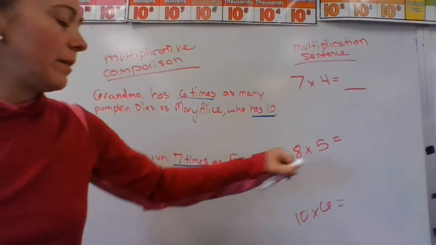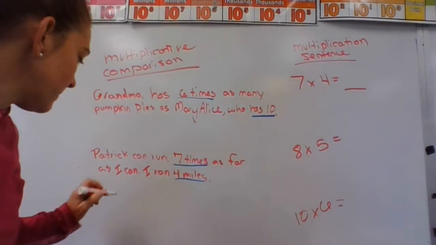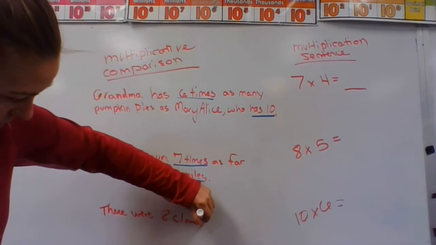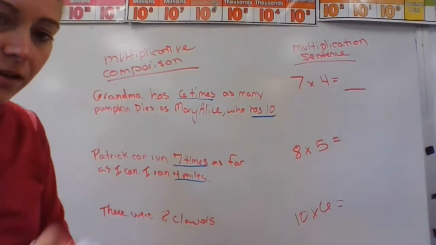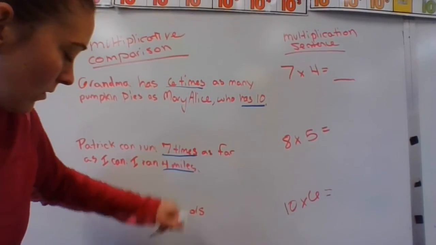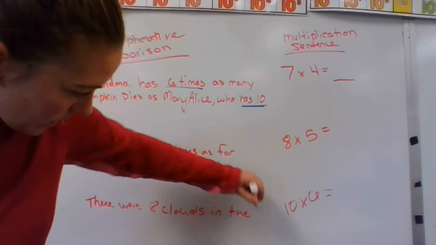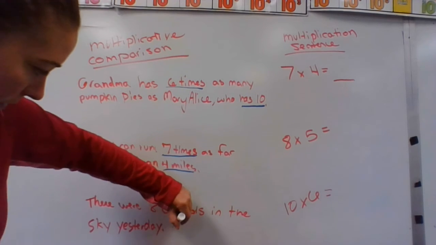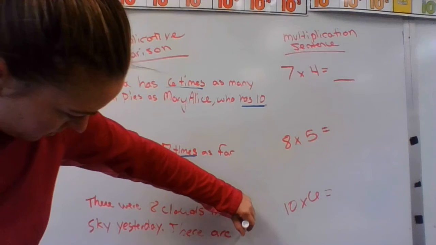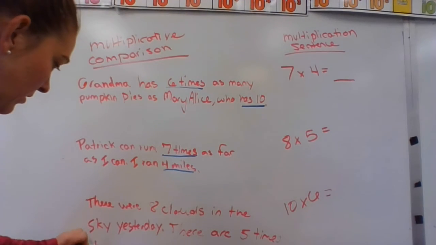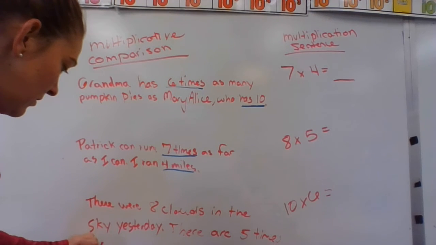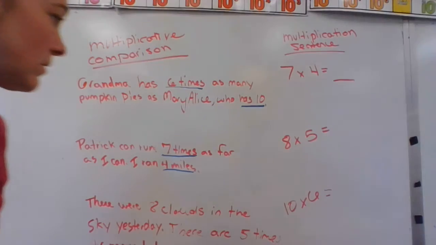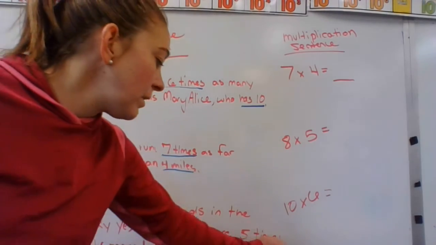And the last one here, we've got 8 times 5. It would be a good 8 times 5. There were 8 clouds in the sky yesterday. There are 5 times as many today. Can you guys see that all right? So I did my 8 clouds and 5 times as many, which would be 5 times 8.